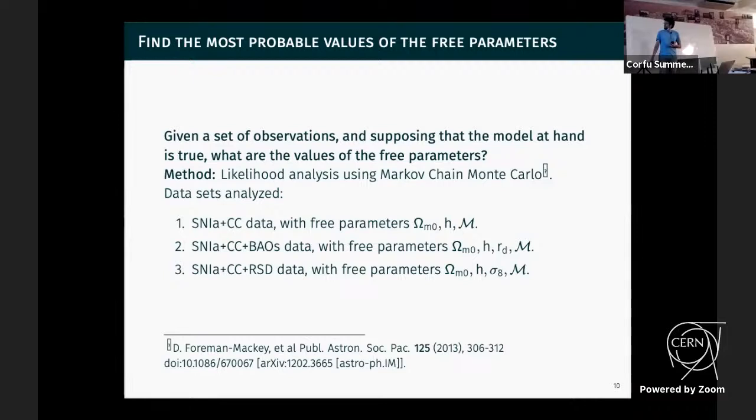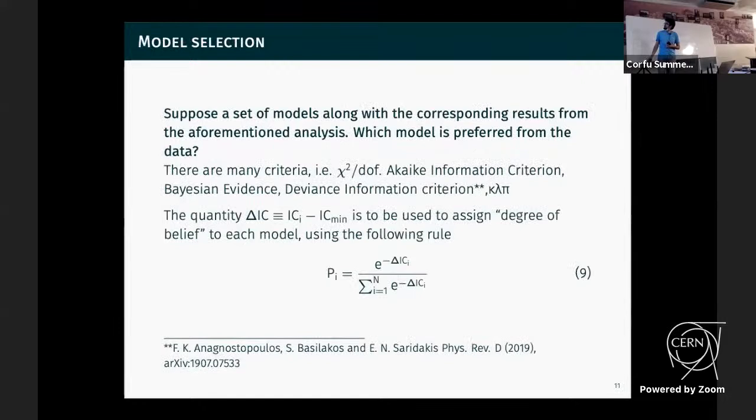We use supernovae type Ia, cosmic chronometers, baryonic acoustic oscillations, and redshift space distortion. Each compilation has somewhat different parameters.